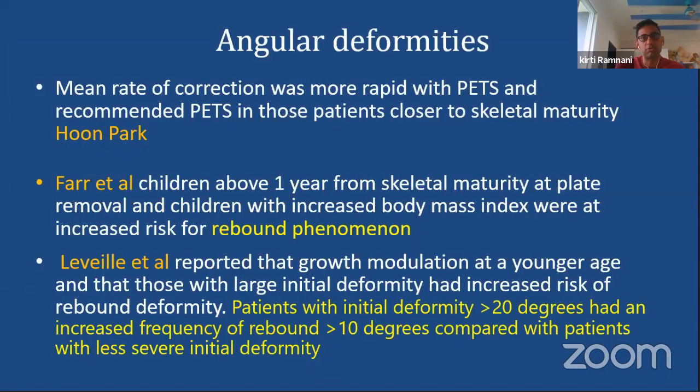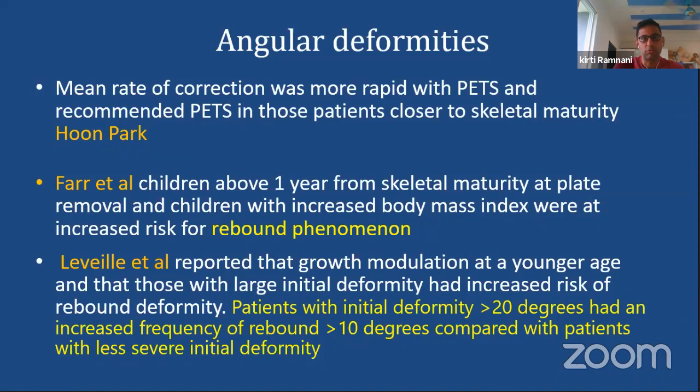Again for angular correction, if you are treating a child who is close to skeletal maturity, transphyseal screws have been proved better than 8-plate because they cause a faster rate of correction. Also, Fair and Leveille harped upon the rebound phenomenon after 8-plate, and they found that a high BMI and the severity of the deformity correlated directly with the rebound phenomenon. If the deformity was more than 20 degrees at the onset, there was an increased frequency of rebound greater than 10 degrees compared with patients who had a lesser degree of deformity.